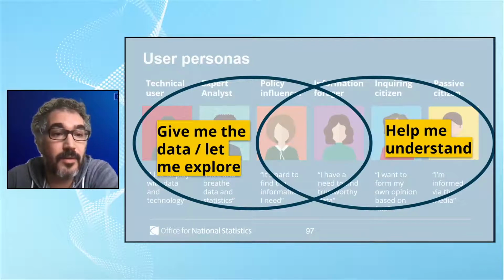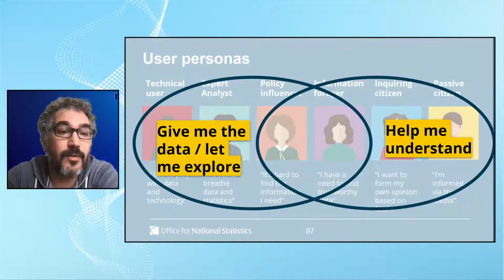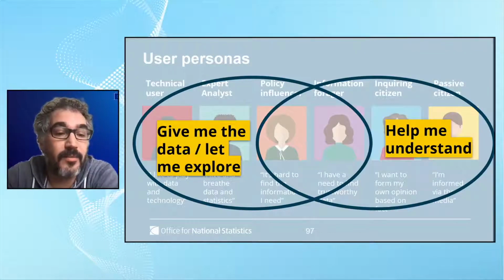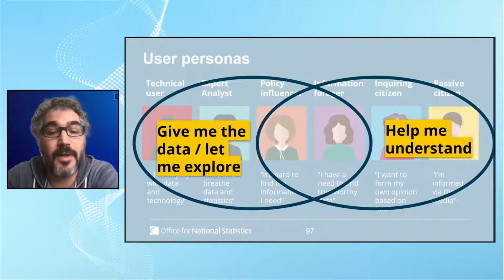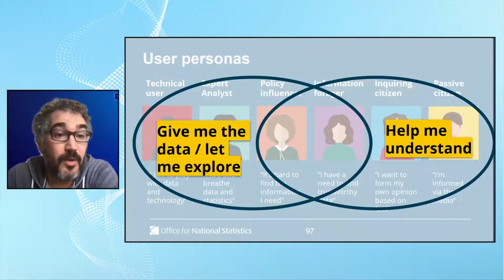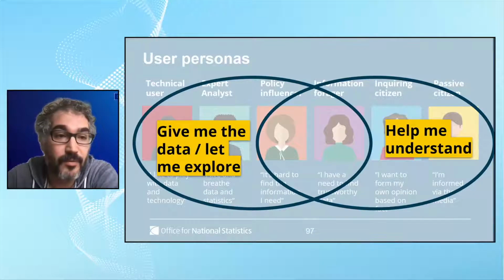There are two different levels of communication that we would talk about. One is, give me the data, let me explore. So people who really want to have the raw data and interrogate it for themselves. And then there's this overlapping group of people, very much towards the right end of the spectrum, who just want to understand what's in the data. And really, this is the space that we're operating in, in the digital content team.